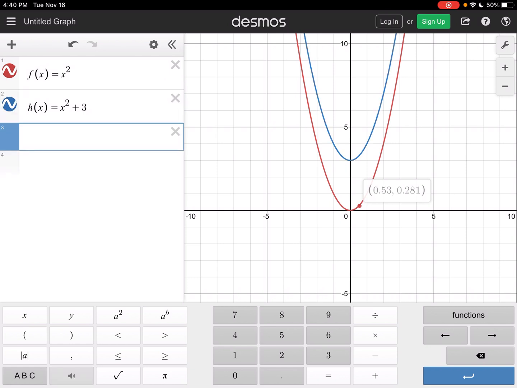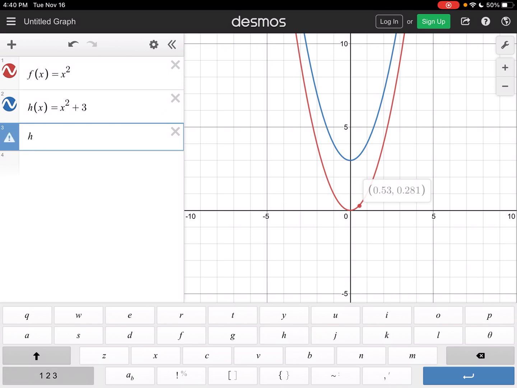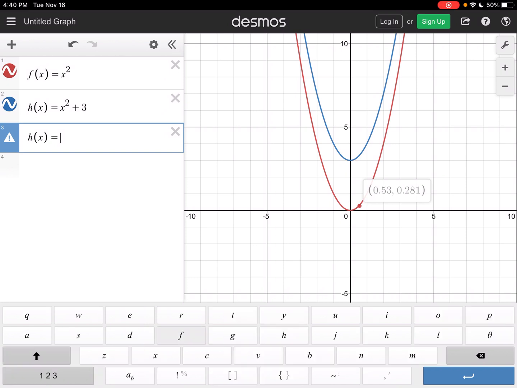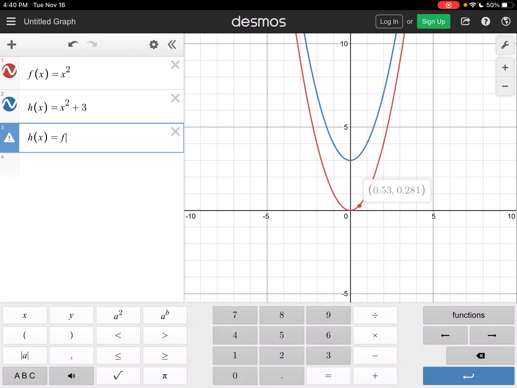Notice I could say h of x equals f of x plus 3. And we should get the same graph. Notice my blue turned to green there because they mean the same thing, because you're just adding 3 to your function.